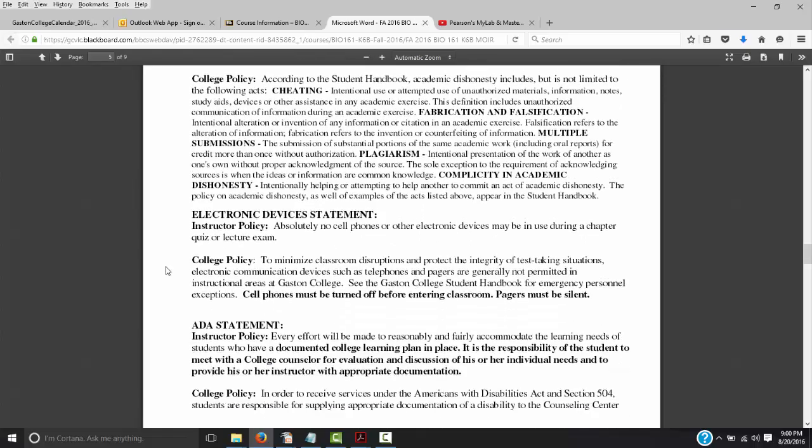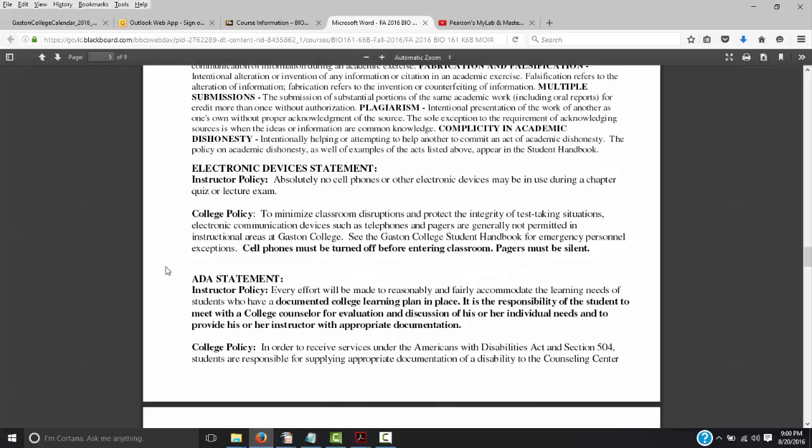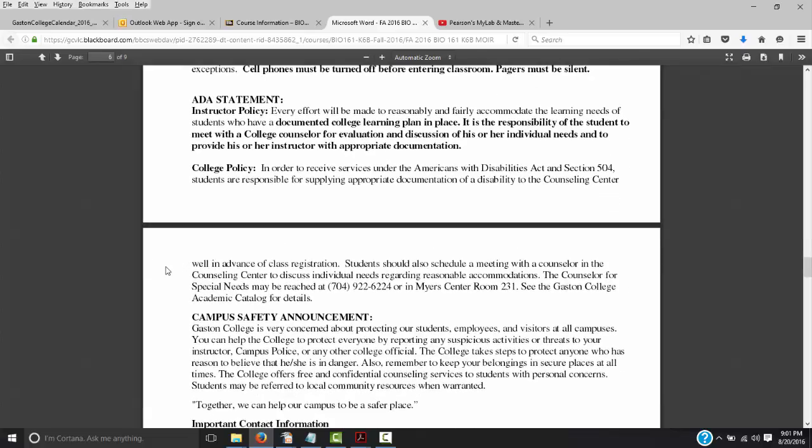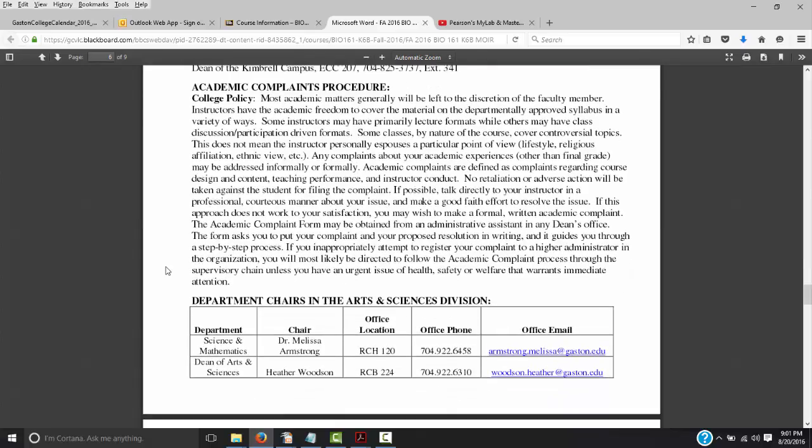The electronic devices. During a chapter quiz or during a midterm or final exam, no cell phones or electronic devices are allowed. See the ADA statement. There's every reasonable effort made to accommodate learning needs for students who have an accommodation. So if that applies to you, then please let me know. Academic complaints. If there is an issue with the course or me, here are my bosses and how to contact them. The chair of the Science and Math Department, Dr. Armstrong, her office, her phone number, her email. And her boss, the Dean of Arts and Sciences, Heather Woodson, her office, her phone number, her email.